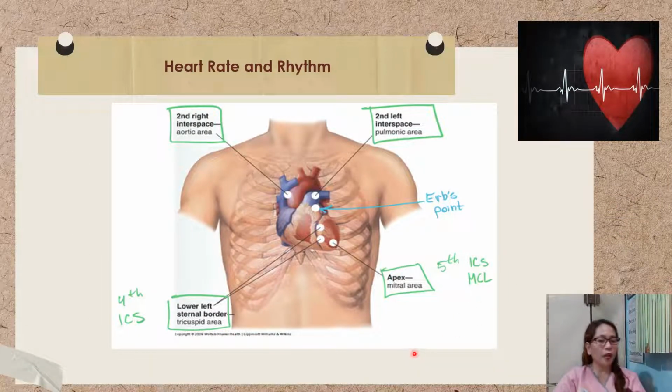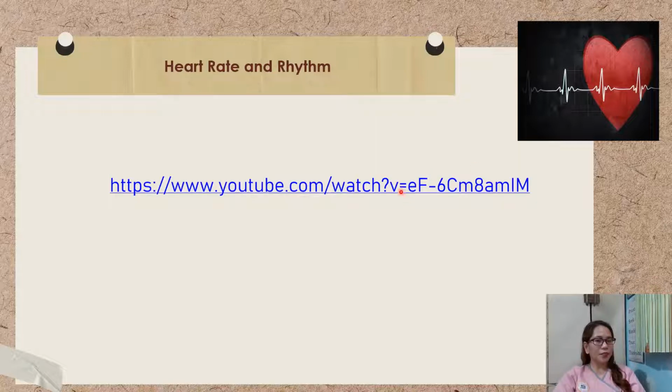This is where you can locate the apex of the heart. This is the apex of the heart on the left side of the body, wherein you have to place your stethoscope. It is located at the fifth intercostal space, mid-clavicular line. This video actually shows the sounds of the heart, but again, this link will be posted on the Canvas.